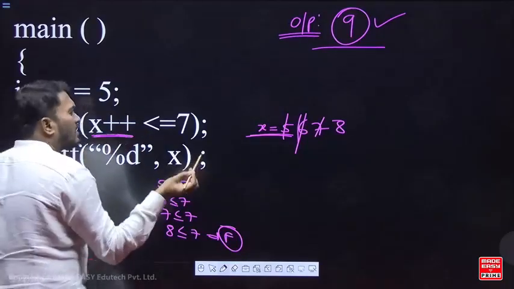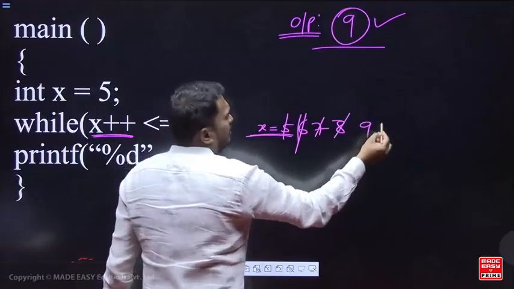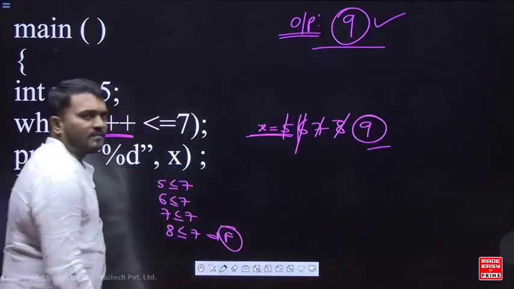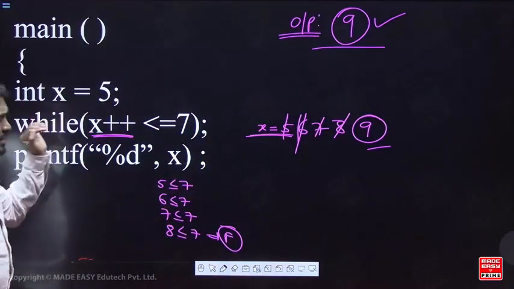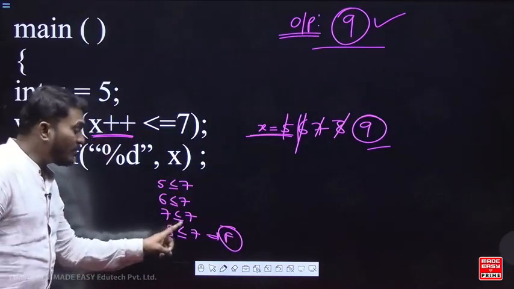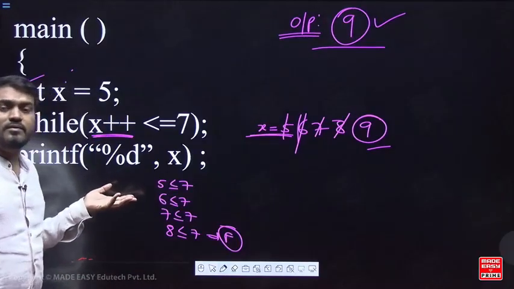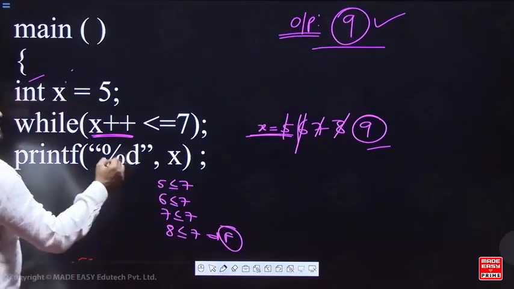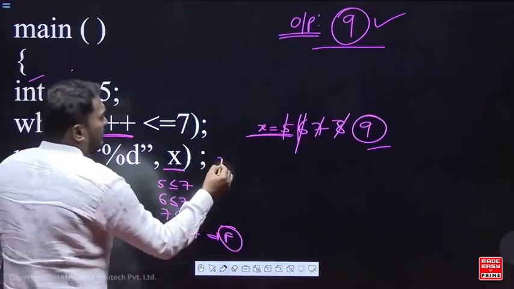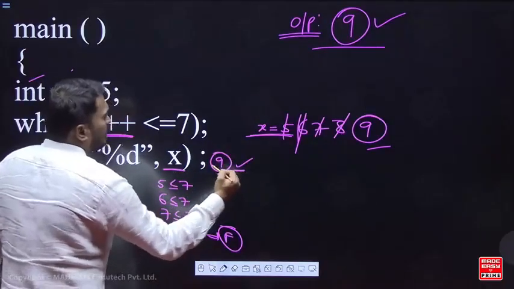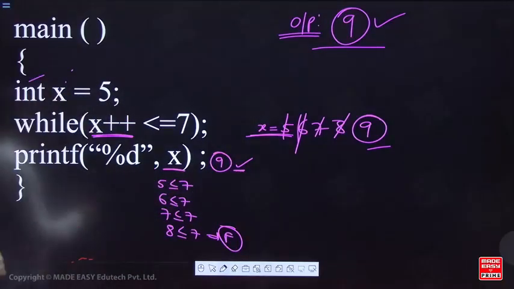Because it is the post increment, it will make x to 9. So post increment is there, 8 compare is false. After coming out, what will happen? The value of x will be 9. So when you say printf %ld x, what will it print here? 9 will be printed. Only one value it will print, that is 9.